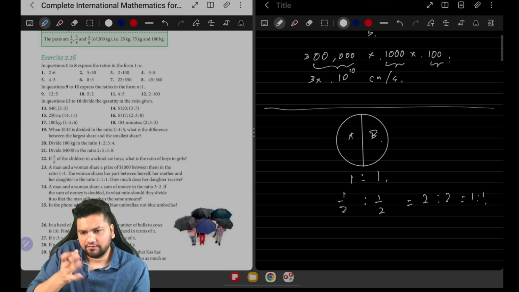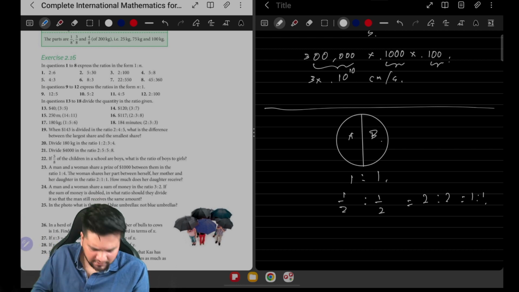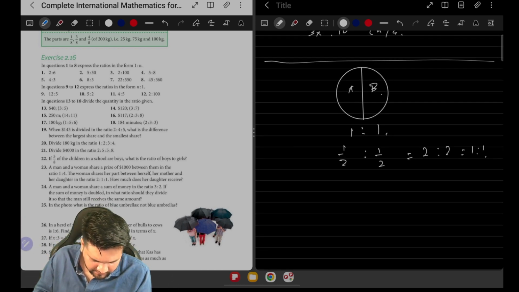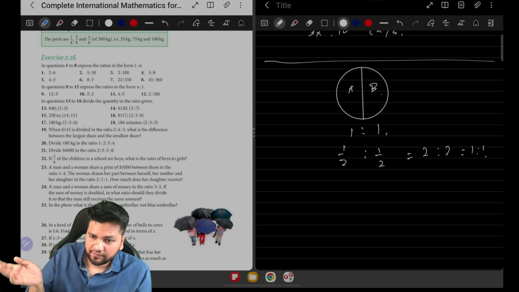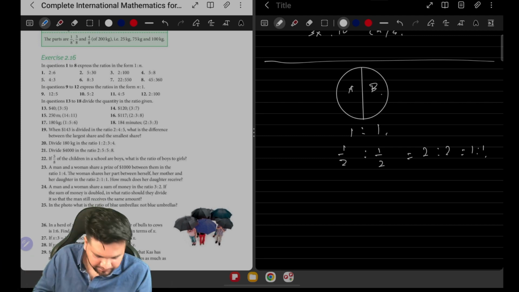Even 100 is to 100 is also 1:1. So the ratio is that. Proportion could be anything. In fact, the other way around, sorry, the proportion could be anything, the ratio has to be the same, 1:1.